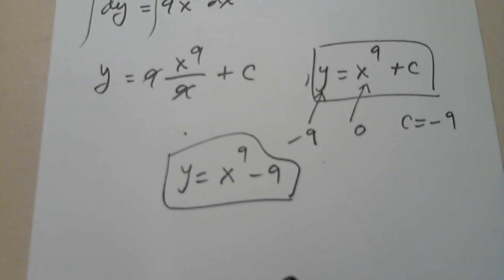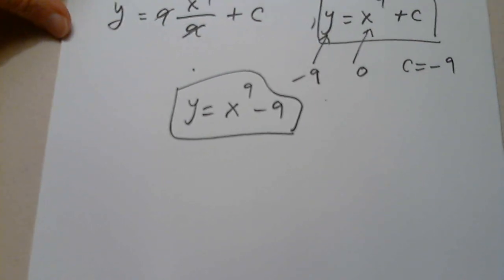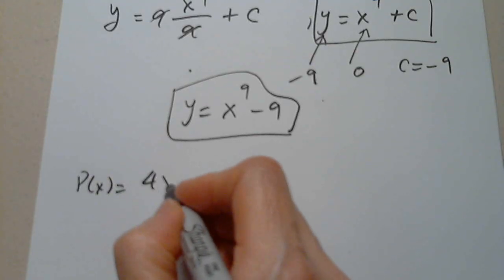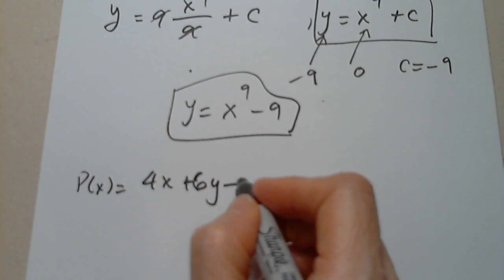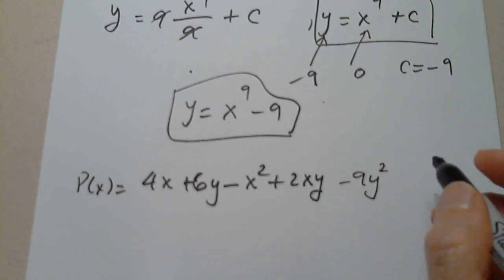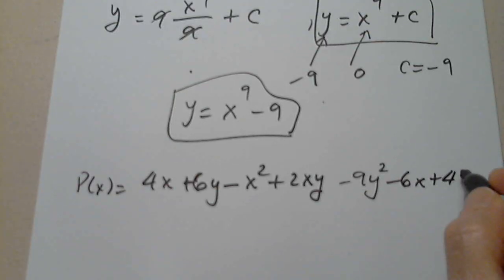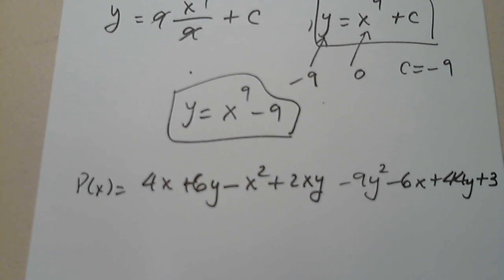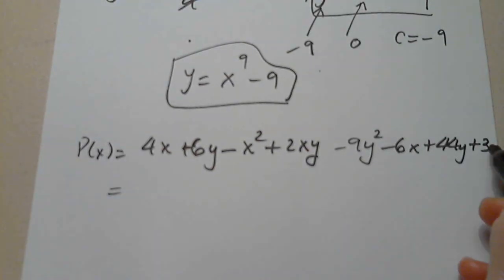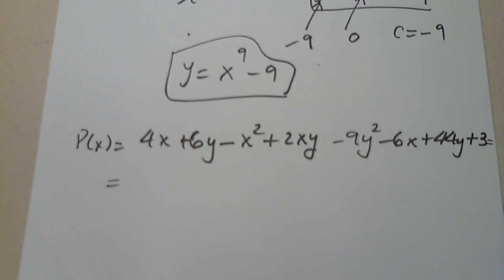Yes, of course. So here, first of all, we have to determine the profit function. So P of x will be the revenue, which is 4x plus 6y, minus x squared plus 2xy, minus 9y squared, minus 6x, plus 44y, and plus 3. So I distributed a negative sign, or negative 1, to all terms in the cost function. Now I have to rearrange it and simplify it as much as I can.